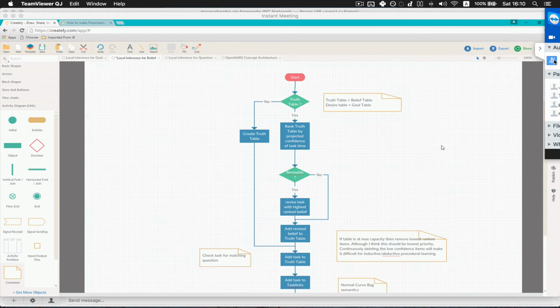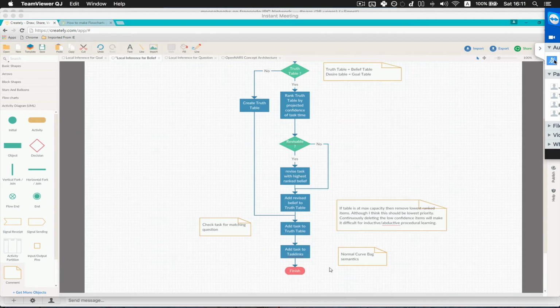So back to the belief. First time through, there won't be any truth table. So it doesn't exist, so we create the truth table. We add the task to the truth table. There's nothing else to do because it's the only one in there at this moment in time. So we now have a truth table of one item. We add the task to the task links, and we're done.